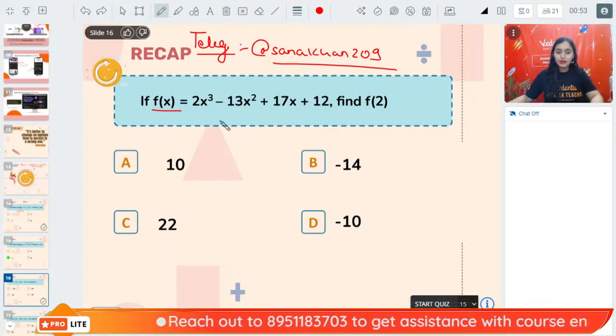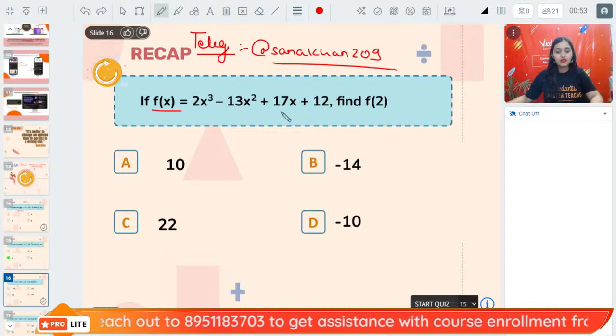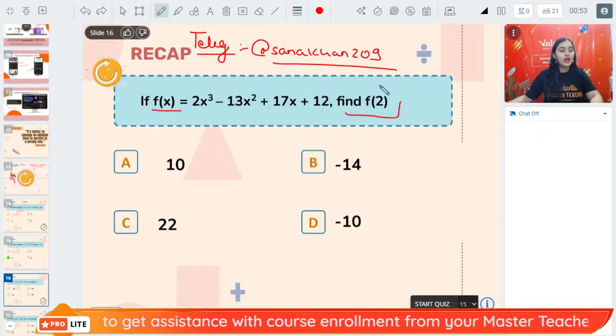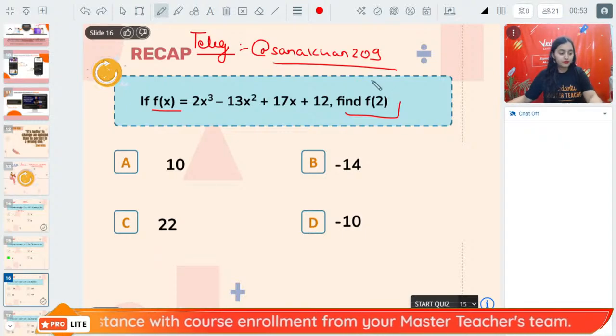If the polynomial f(x) is 2x cube minus 13x square plus 17x plus 12, find the value of f(2). Find the value of f(2).